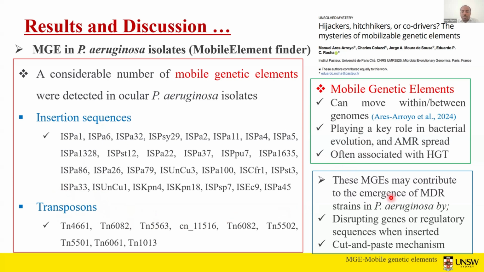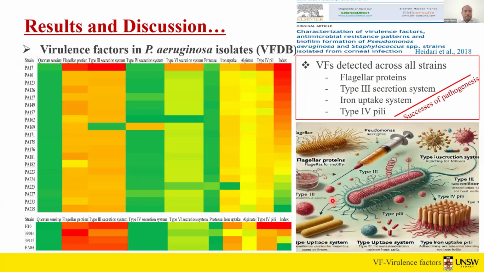Therefore, those mobile genetic elements may contribute to the emergence of multi-drug resistant strains by disrupting genes or regulatory sequences when they are inserted, or through cut and paste mechanisms. They contribute to genetic variability and the emergence of resistant strains in Pseudomonas aeruginosa.